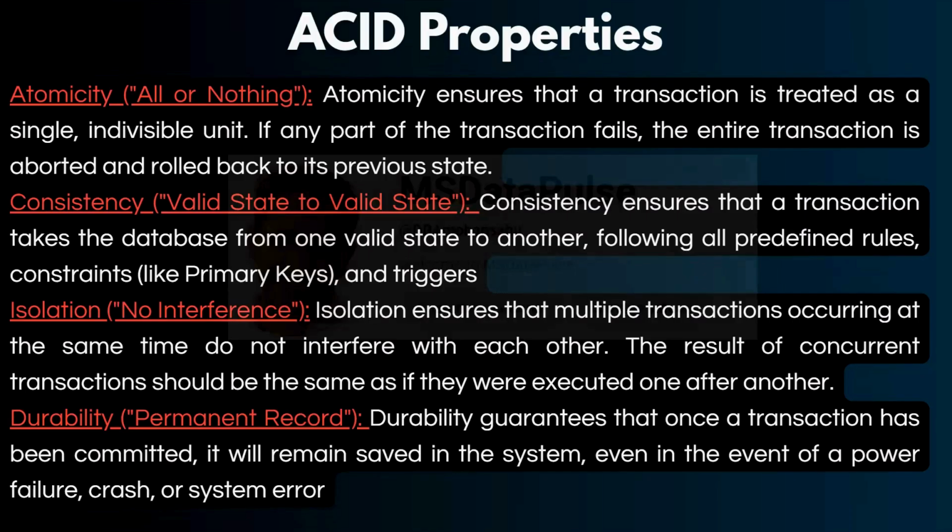Then we have durability. Durability guarantees that once a transaction has been completed, it will remain saved in the system even in case of power failure or crash or system error. For example, if you successfully transfer money to a friend and get a success message, and the bank's server catches fire or loses power 5 seconds or 10 seconds later, your transaction must still be recorded in the permanent logs when the system restarts. It cannot be forgotten. So this is achieved by durability.